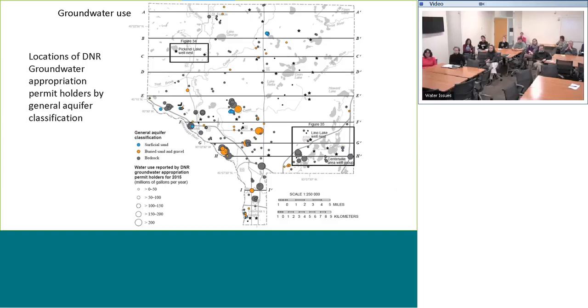At the DNR, we have 3 groups that we do. Vintage is anything that's less than 1 tritium unit, so that's water that hasn't gotten any recharge in the last 50 to 60 years. And then mixed and recent values have some amount of tritium in it.